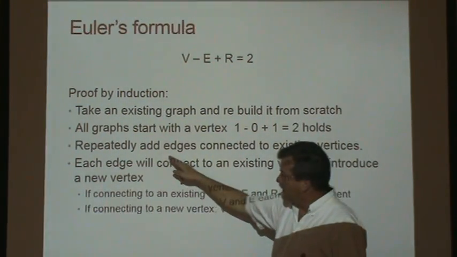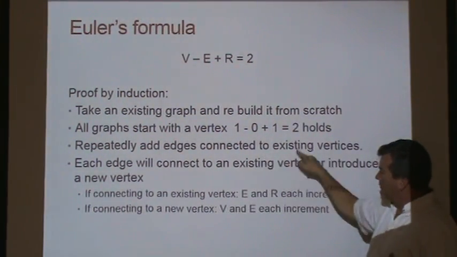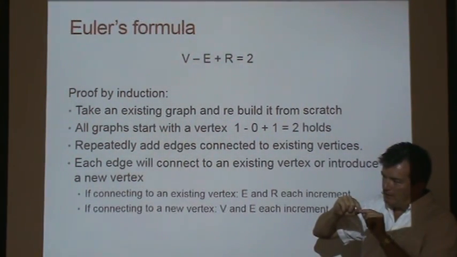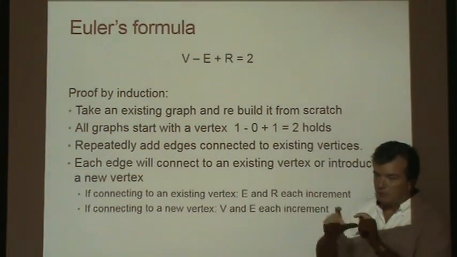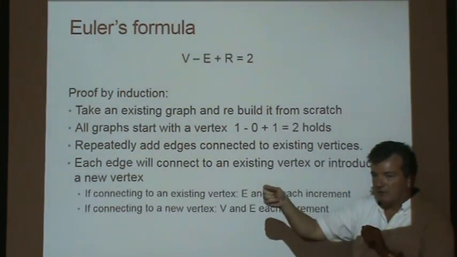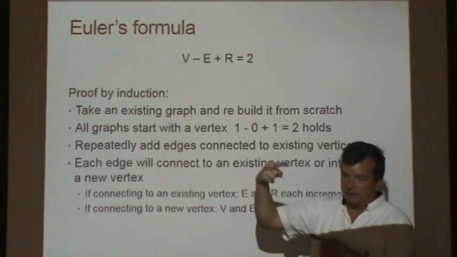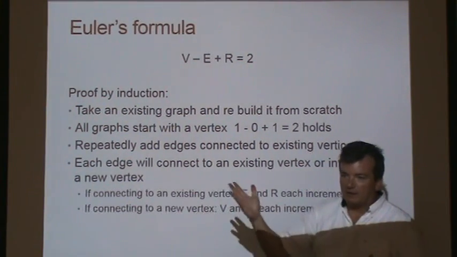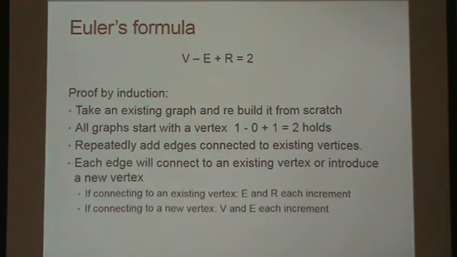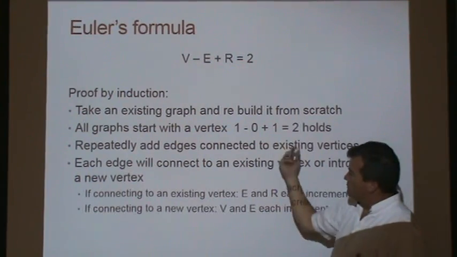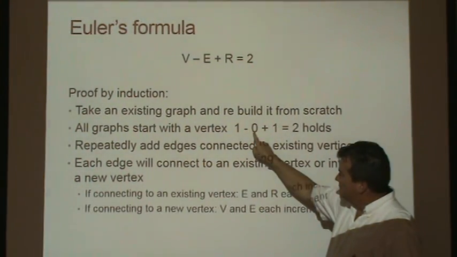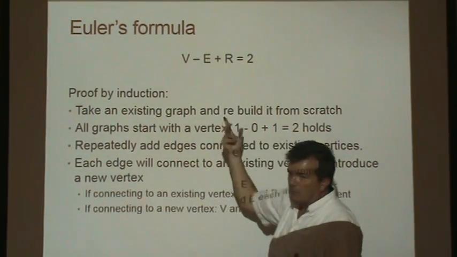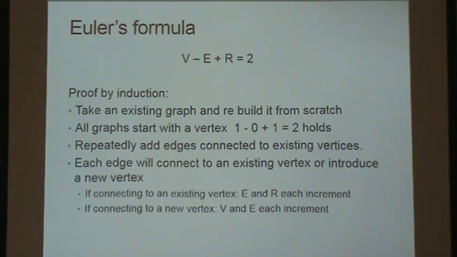Now we repeatedly pull an edge out of the graph and connect it to our graph. That will either keep the number of regions the same, where we add an edge plus a new vertex. Or if we add an edge that really connects two vertices that are already in the graph, then we will have created a new region without adding a new vertex. So the number of regions would go up by 1. So every time we add an edge, this middle number goes up by 1, and either this or this goes up by 1. And it initially started at 2, so it just remains at 2.